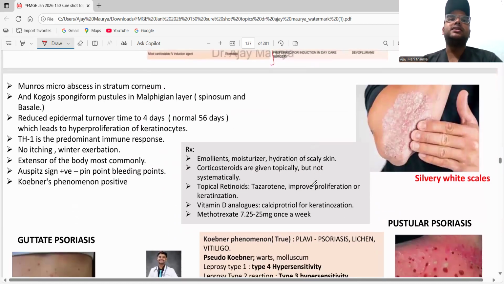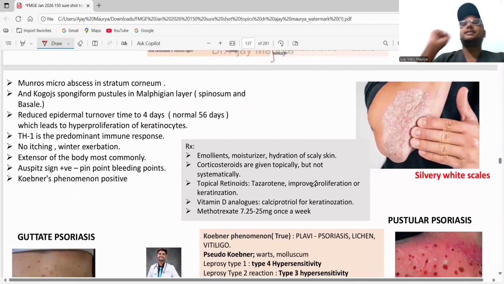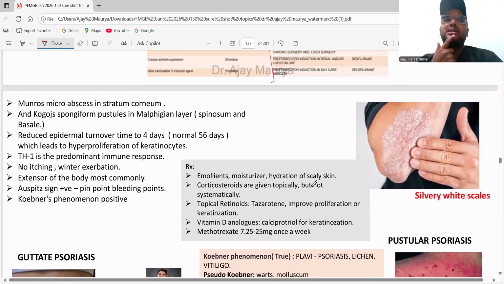The next one is the heat. Remember, this is psoriasis. Actually, what is this psoriasis? Remember, reduced epidermal turnover. Reduced epidermal turnover time to 4 days. Normally 56. Okay, see here.